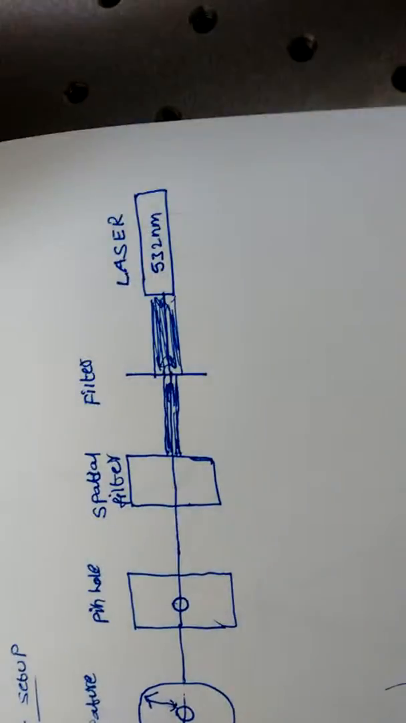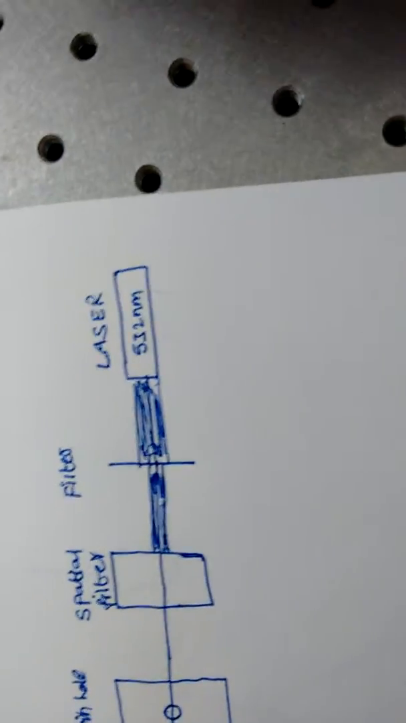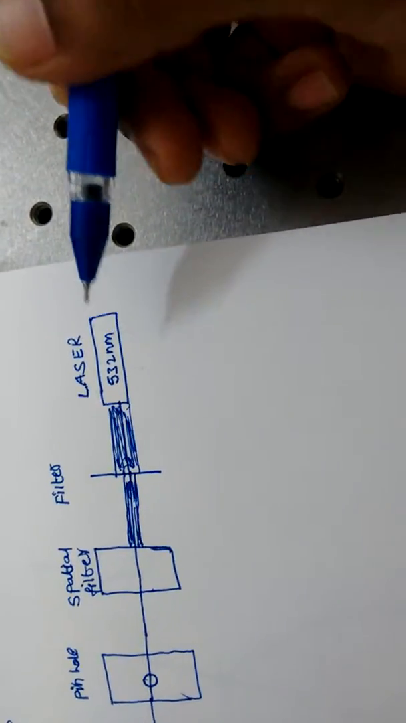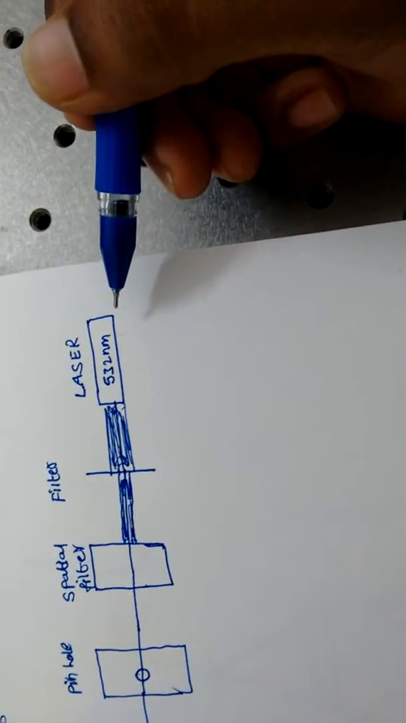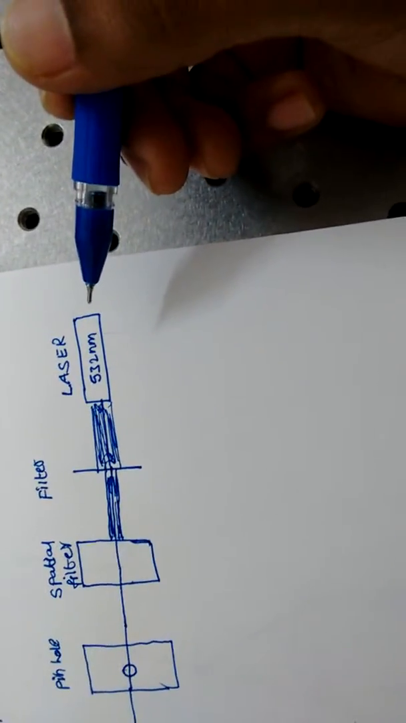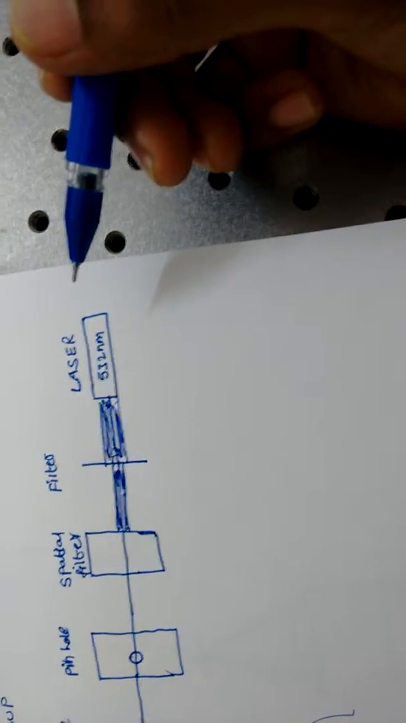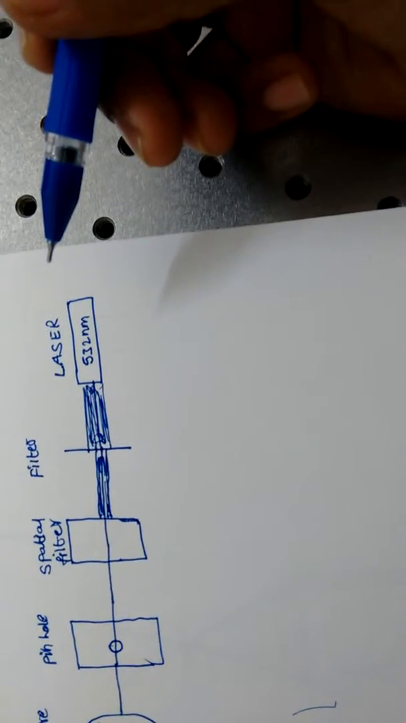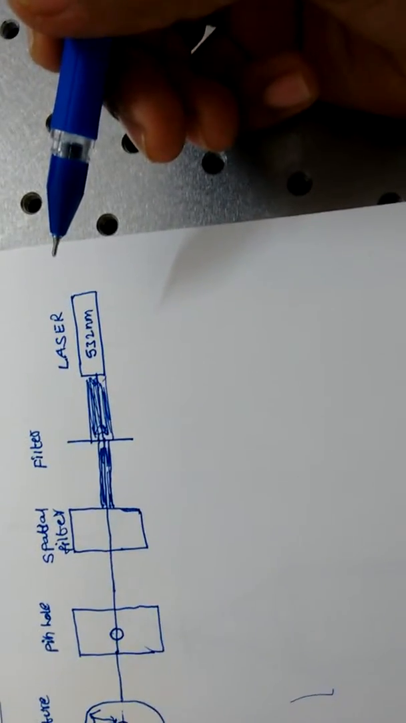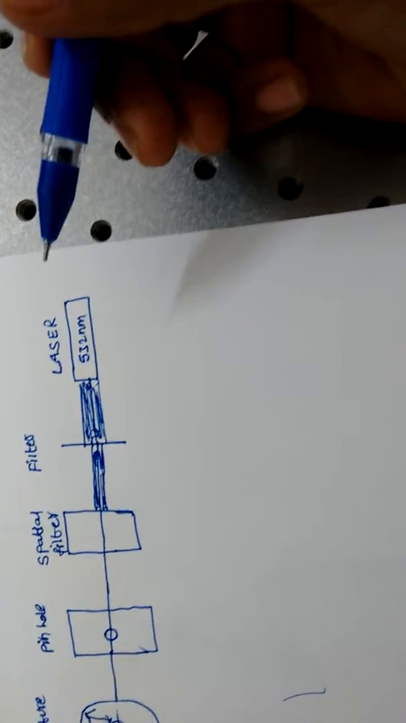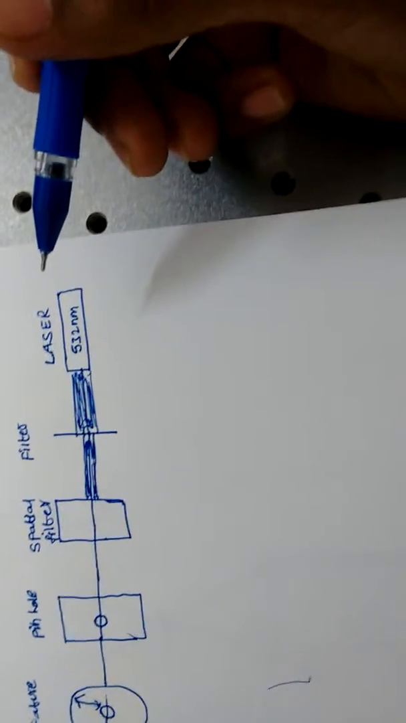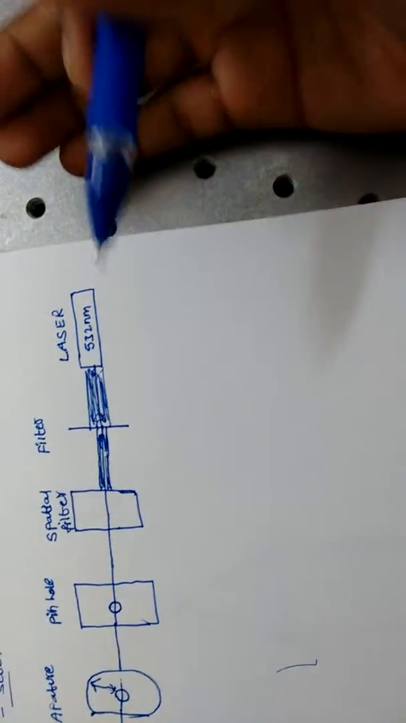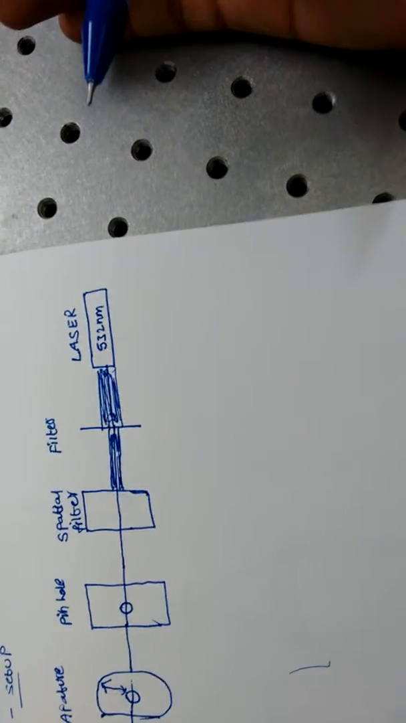Coming to the first component, the laser, which we are using in this setup is 532 nanometer. That means it is in the green wavelength. Usually the visible wavelength varies from 400 to 700 nanometers, or in terms of frequency, 4 into 10 power 14 hertz to 7.5 into 10 power 14 hertz. So the color range varies from violet to red. In between, violet has less wavelength and red has more wavelength.